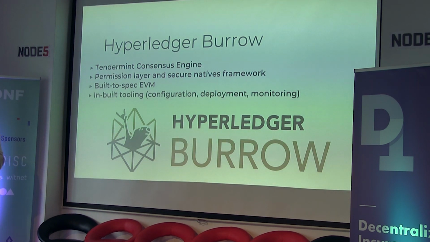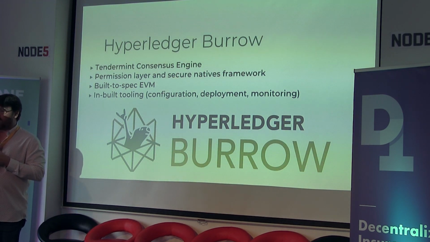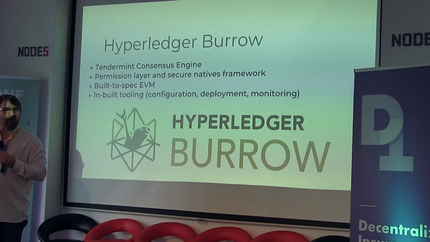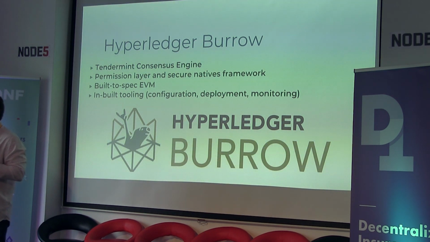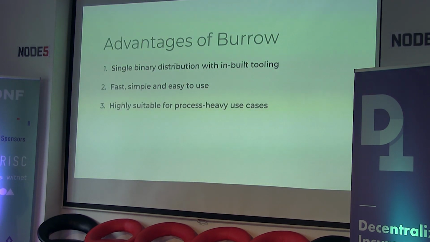It leverages a Tendermint consensus engine, a permissions layer, and a secure natives framework that allows you to build native code in Go, and then has a build-to-spec EVM on top of it. Along with that, we have a whole range of inbuilt tooling that allows you to easily configure your chains, deploy extensive and sophisticated systems of smart contracts, and then monitor your chains as they're going.